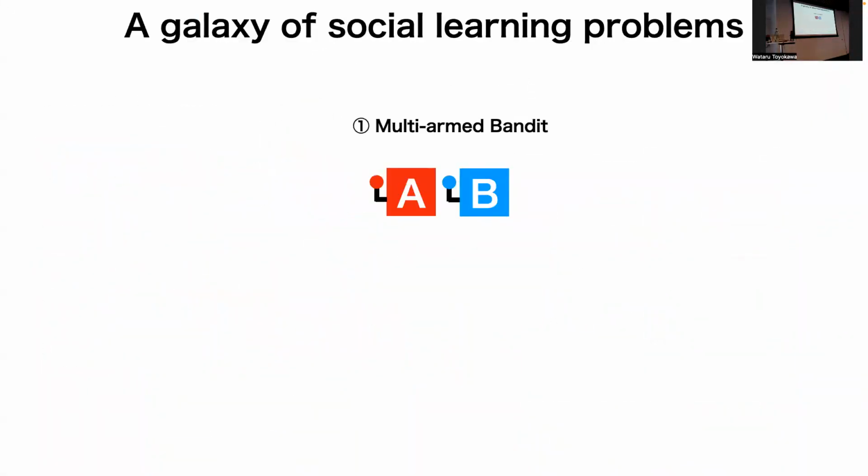So that's a quick walkthrough of the potential relationship between the very basic multi-armed bandit task and more diverse types of social learning related problems. I'd like to go back to this later, but let me briefly walk through and show what the multi-armed bandit task is, and then I'd like to do some demo.